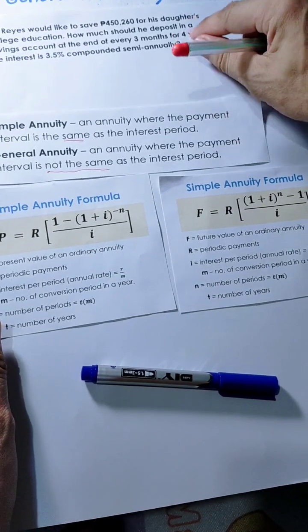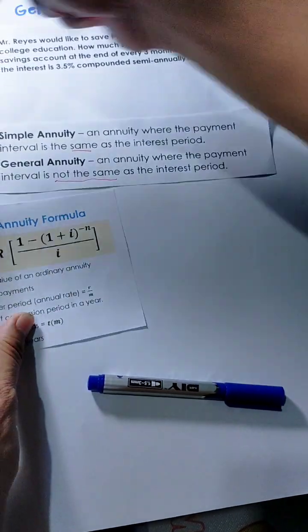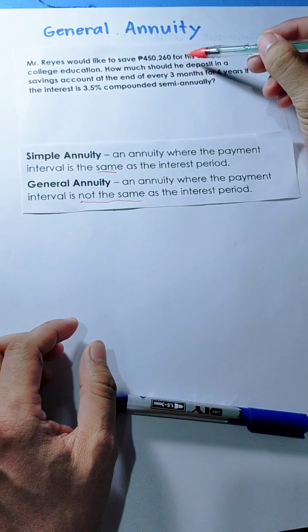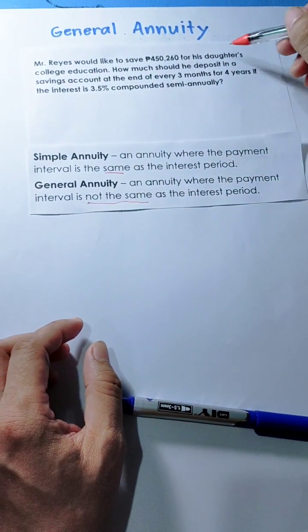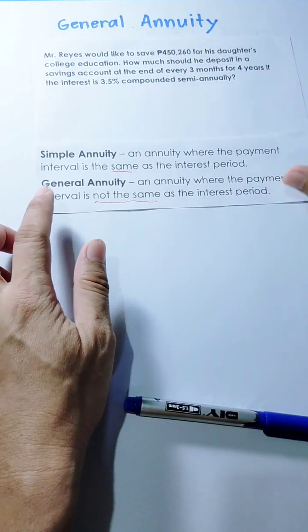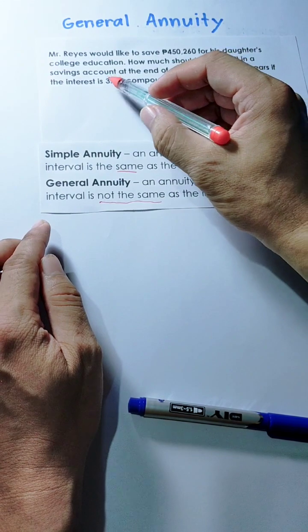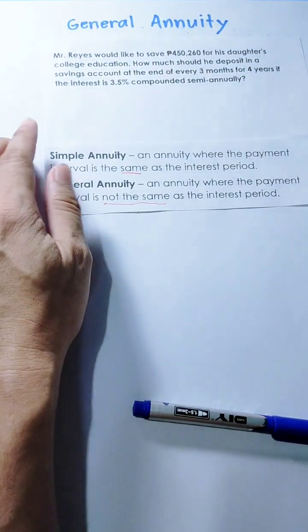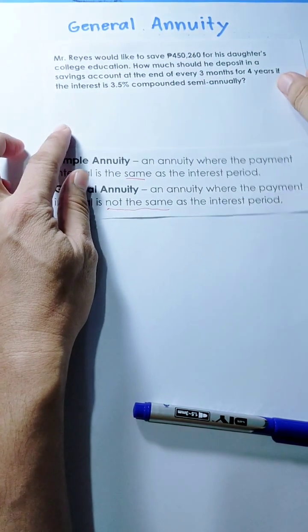Let's look at one example here. Mr. Reyes would like to save 450,260 pesos for his daughter's college education. How much should he deposit in a savings account at the end of every 3 months for 4 years if the interest is 3.5% compounded semi-annually?